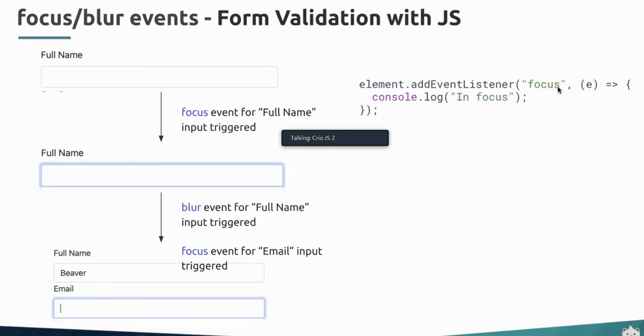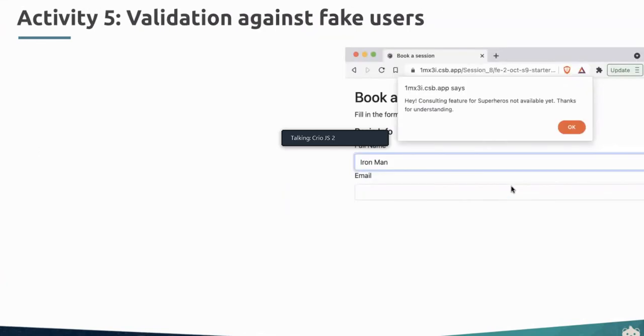Okay. Essentially, similar to focus, we have blur. So we would write element.addEventListener, and instead of focus, we write blur, like the event name, right? Which in this case is blur and focus. Now there's an activity, guys.